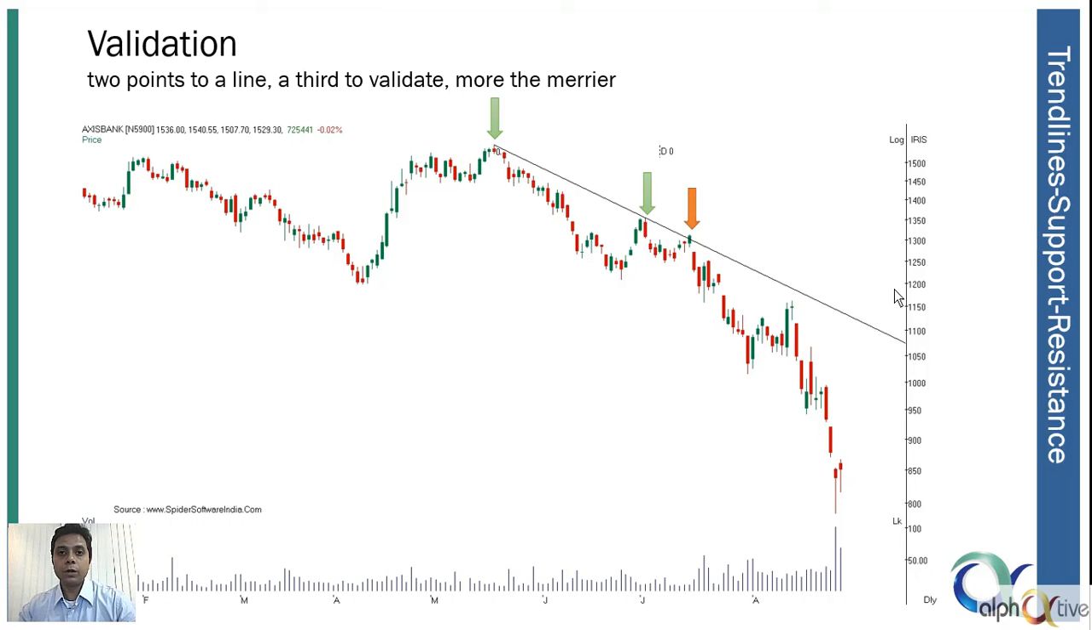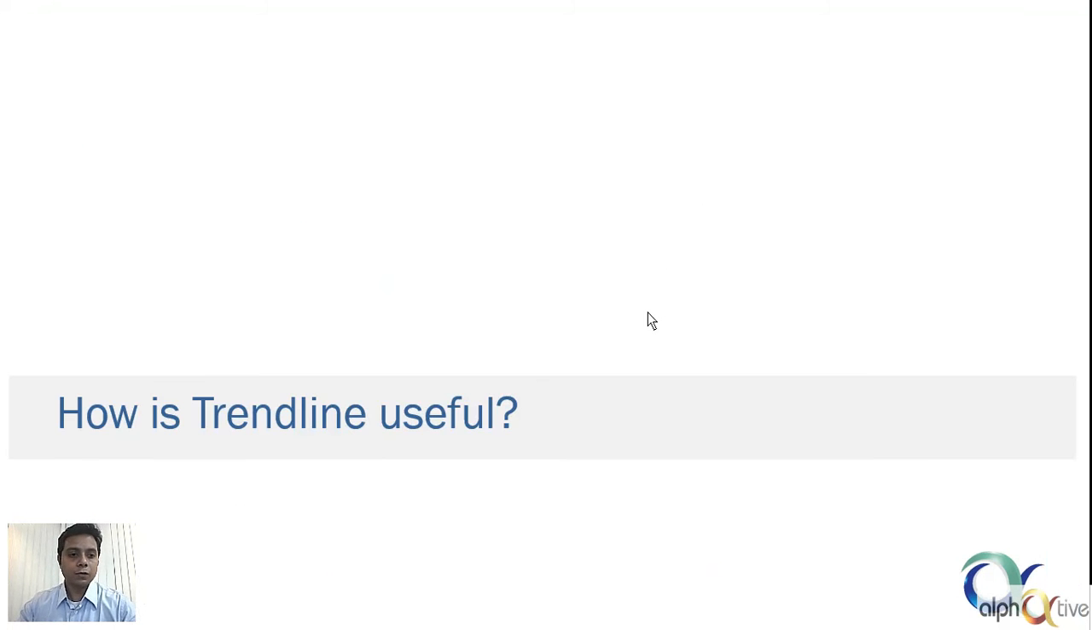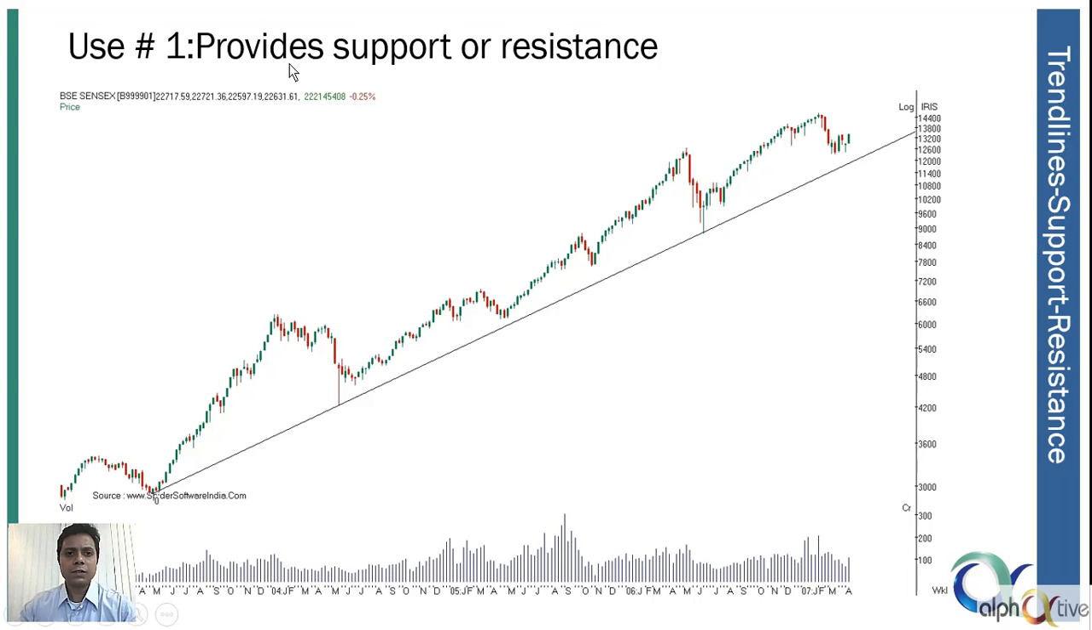You can have the fourth point or the fifth point, the more the merrier actually, and the stronger and more valid the trend line becomes. So how is a trend line useful? How do you make use of it? The first and most important use is in terms of support or resistance.